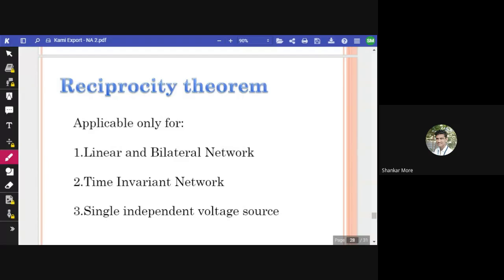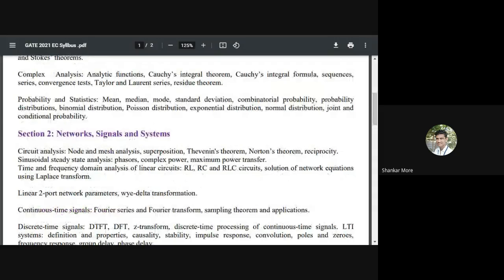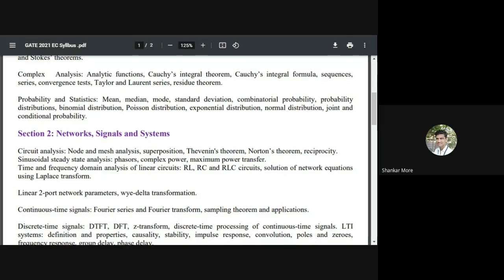All right, fine. So our next theorem is reciprocity theorem. Guys, let me just show you the syllabus first. Okay, so this is our syllabus. As you can see here, we have covered node analysis, mesh analysis. Superposition theorem we are going to learn today. Thevenin's theorem, Norton's theorem we have completed, reciprocity theorem we are going to cover today. So reciprocity theorem and superposition theorem, these two things are our priority today. And if time allows, we'll see linear two port network as well.